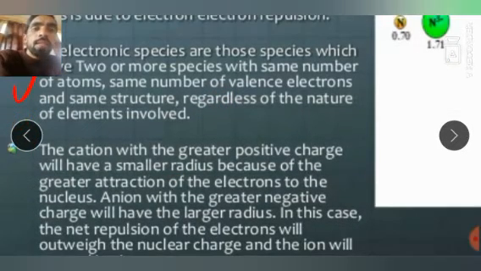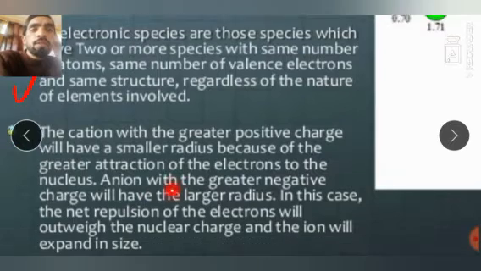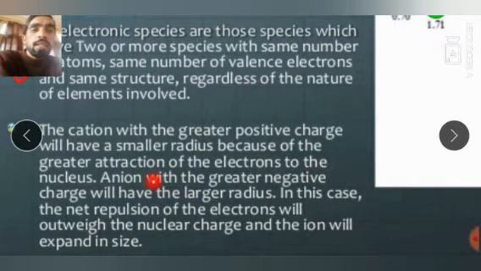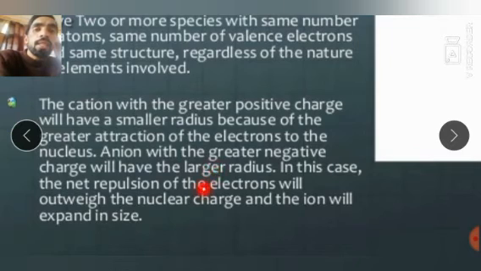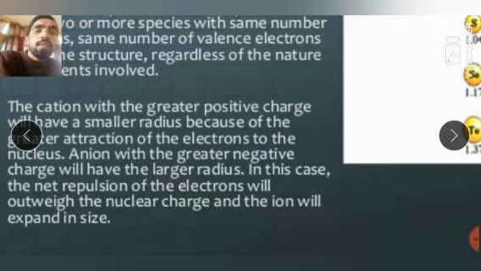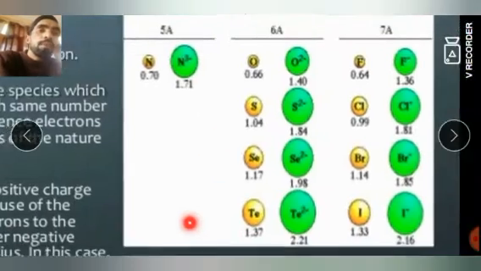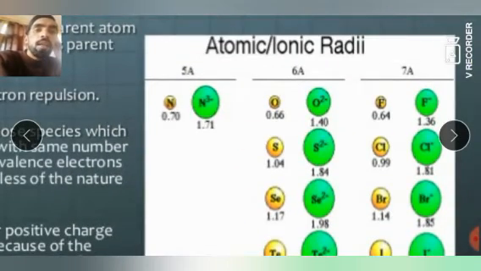The cation with the greater positive charge will have a smaller radius because of the greater attraction of electrons to the nucleus. An anion with the greater negative charge will have the larger radius. In this case, the net repulsion of the electrons outweighs the nuclear charge. Here you can see the diagram. Nitrogen has 3 negative, oxygen has 2 negative, fluorine has 1 negative, so the negative charge is increasing.